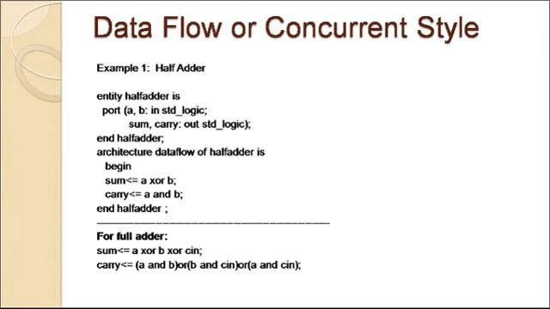Let us have a look at the first example. The first example we have taken is of a half adder. We know that for a half adder there are two inputs A and B, and there are two outputs sum and carry. Here the entity is written and the name of this entity is HALFADDER. This is an identifier or name given by the user. Port A, B colon in std_logic. Here A, B means A and B. These are the identifiers or names given by a user or a programmer to the ports.